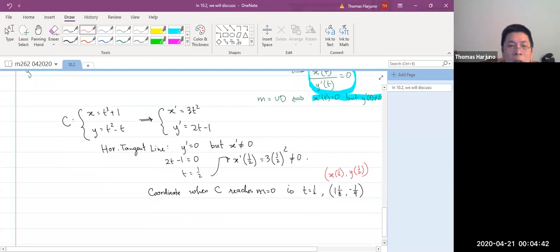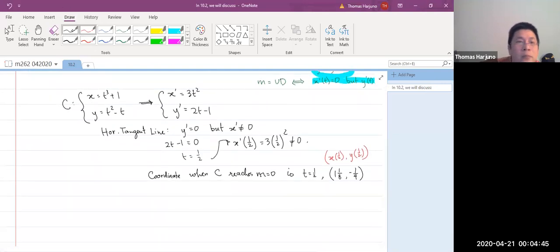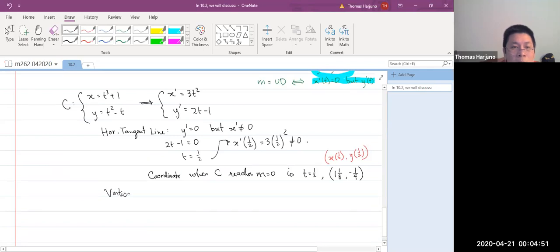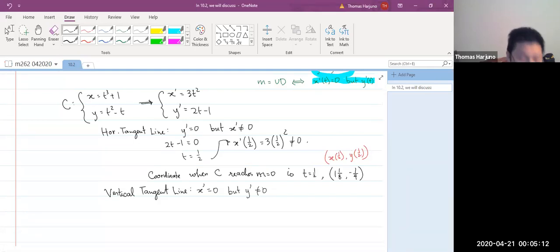Now, how about the vertical tangent line? Vertical tangent line. That's when x prime equals to 0, but y prime is not equal to 0. The question that you need to answer later on, what happens if both of them are 0? Then we need to apply limits. I hope later on we can find that kind of question, but for now we just apply the idea.